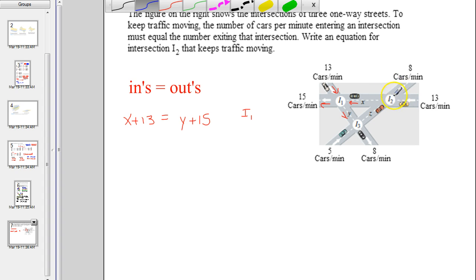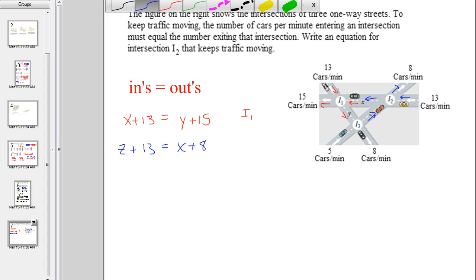And the ins are 13 coming in this way. Alright, and then this is a one-way road coming diagonally this way, so z. So the ins are 13 and z, or z plus 13. And then coming out of that intersection, again, because of the one-way road, we got an x coming out of there, and then the 8 up here coming out. So x plus 8.